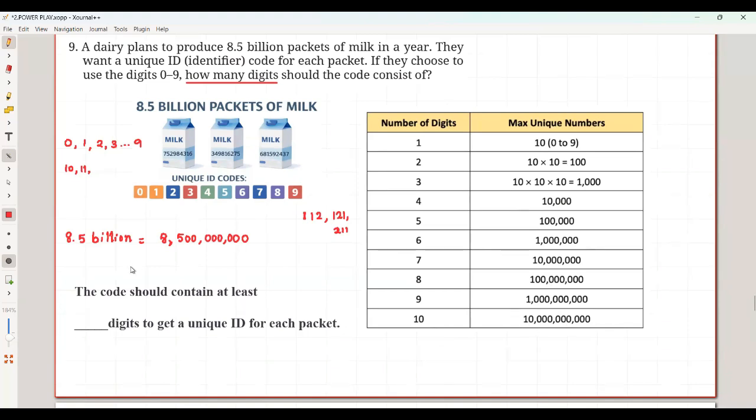That means the code should contain at least how many digits? We should have at least 10 digits. The answer is 10 digits to get the unique ID for each packet. So each packet should have a 10-digit number, made from the digits 1, 2, 3, 4, 5, 6, 7, 8, 9, 0.